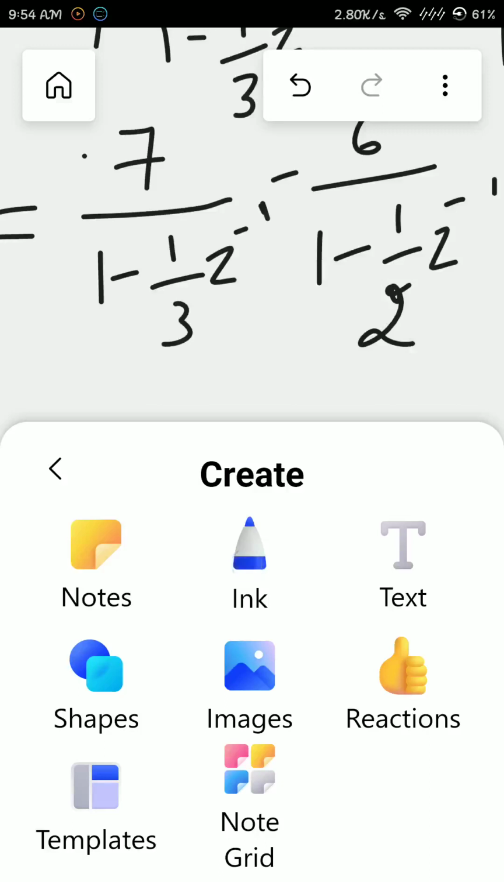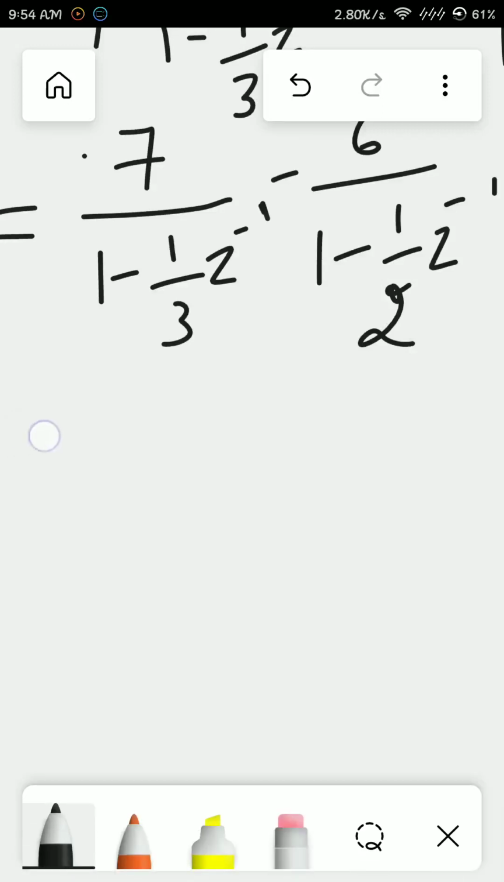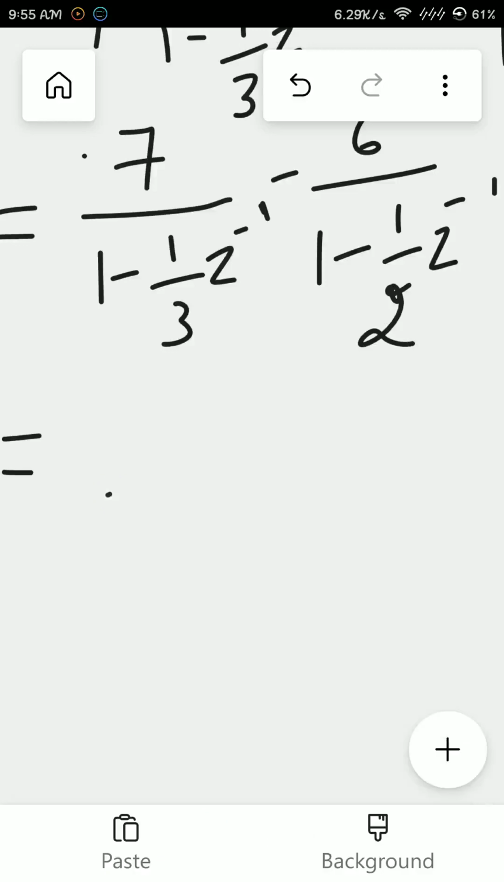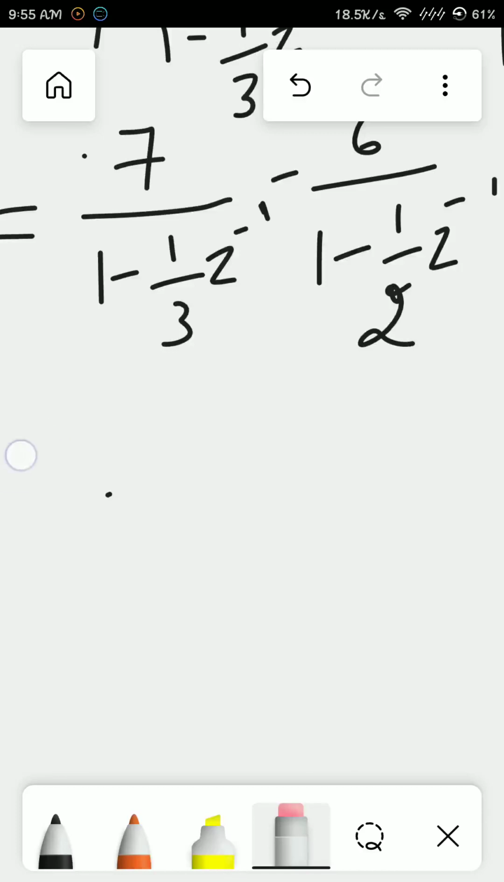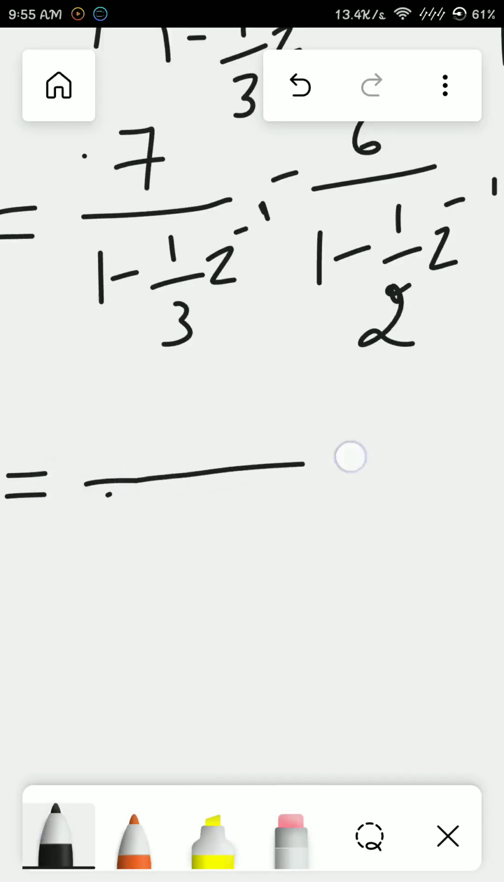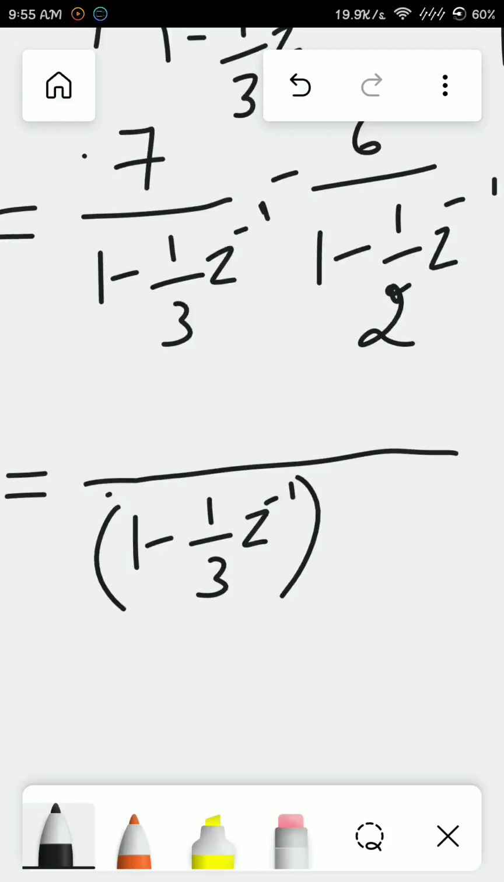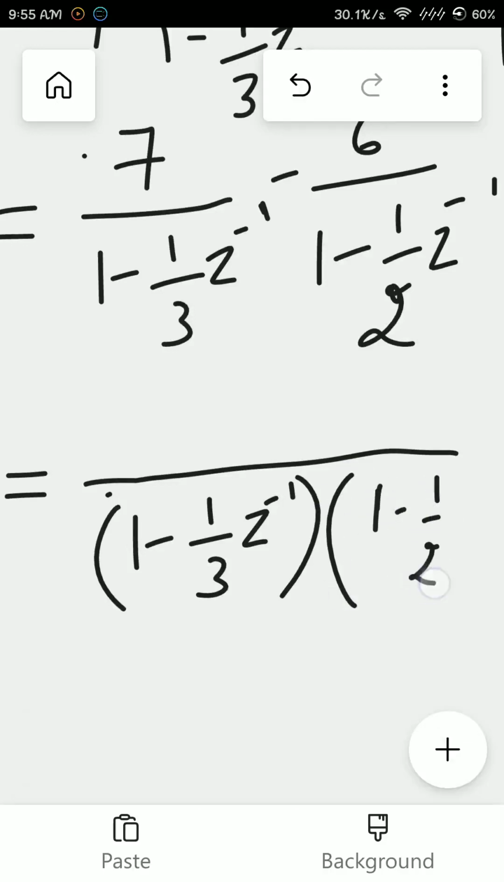You are going to simplify by taking this 2 as common. If you take this 2 as common, what are you going to get? You get it like this: 1 minus 1 by 3, that is z inverse, whole into 1 minus 1 by 2, that is z inverse, right?